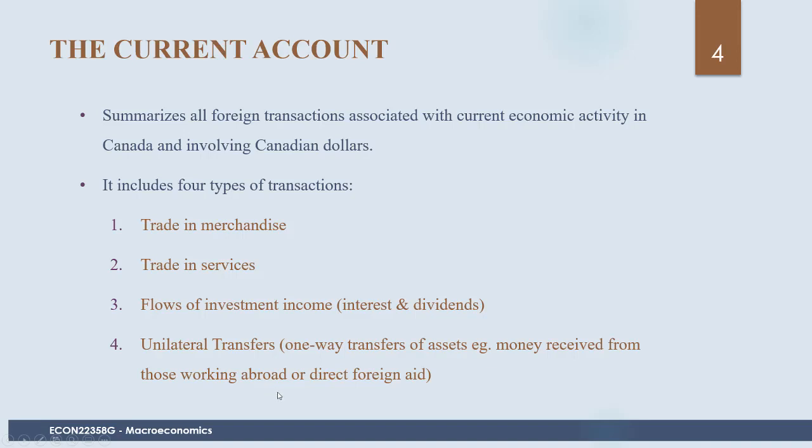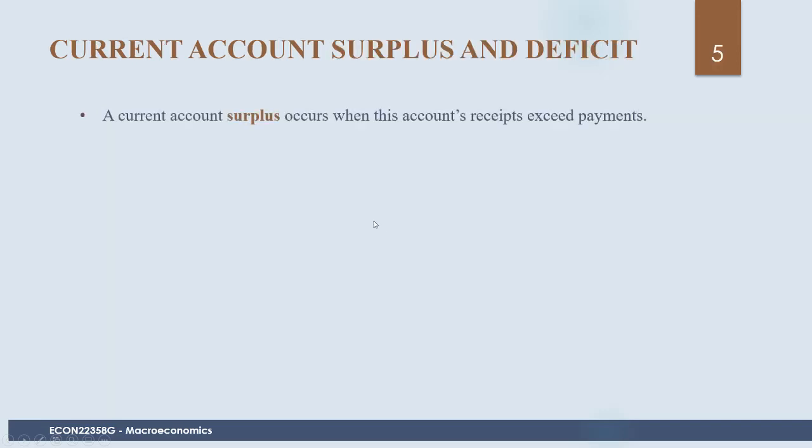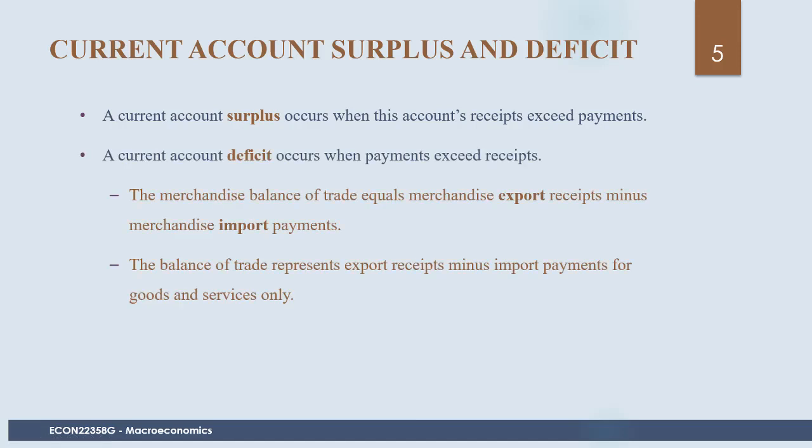Okay, so in this account, we're talking about exports and imports, and any investment income from financial instruments. So it could be either interest or dividends. And then we're also talking about just people sending money to each other, okay? Now, the current account can have a surplus or a deficit. A current account surplus occurs when this account's receipts exceed its payments. Okay, so in that case, we had more receipts, like say exports or people sending money into Canada, than we had of the opposite of those leaving.